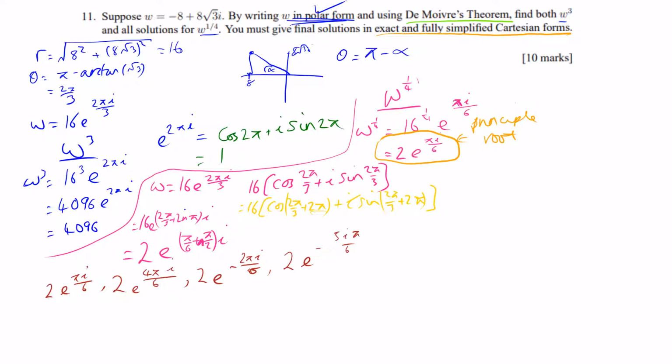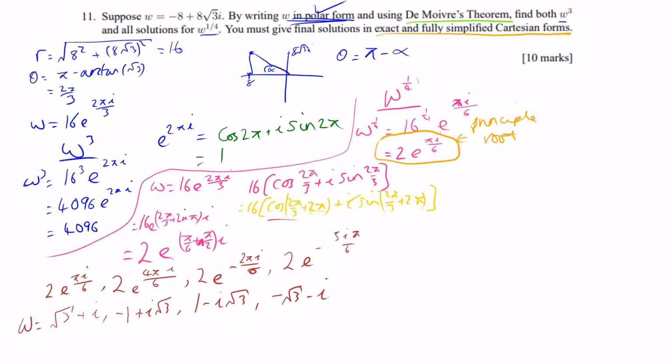So we've been asked to give all solutions in exact and fully simplified Cartesian form. So w equals, we're going to work along and do the same thing as we've done up here, just to put it into the trigonometric form and to evaluate it. So root 3 plus i, negative 1 plus i root 3, 1 minus i root 3, and negative root 3 minus i.